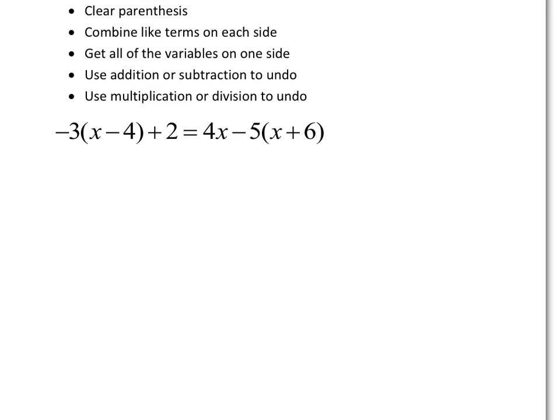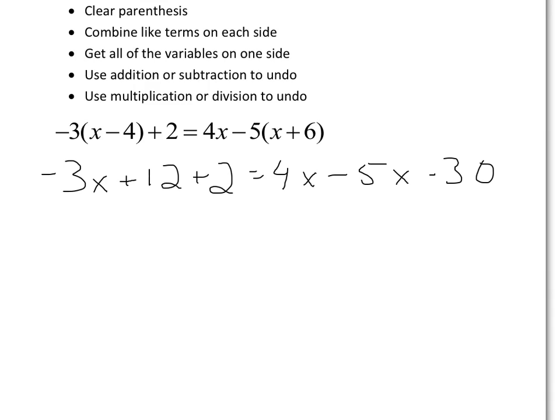Let's leave the steps. So I will clear the parentheses first. So negative 3 times x is negative 3x, and negative 3 times negative 4 is plus 12, plus 2 stays there, equals 4x. I'm going to think of the minus 5 as a negative 5, and then distribute the negative 5 through the parentheses. So that's going to give me minus 5x, and then negative 5 times 6 is minus 30. So now I'll combine like terms on each side.